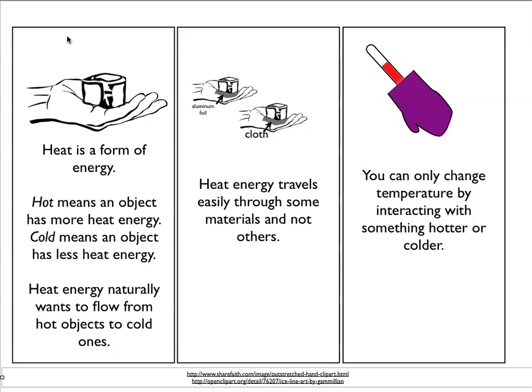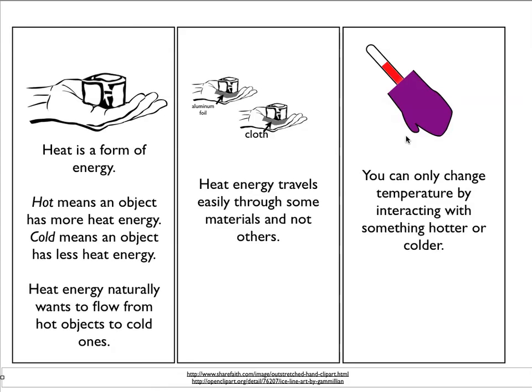So all these little mini activities and discussions lead us to three key take-home messages. The first is that heat is a form of energy. And the result is, when we're talking about the word hot, we just mean an object has more heat energy, and cold means that it has less heat energy. We also saw that heat naturally wants to flow from hot objects to cold ones. But key idea number two, that travel can be impeded by certain materials that heat doesn't travel very easily through.